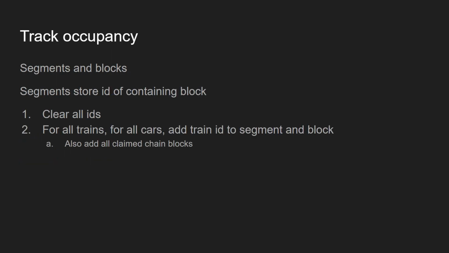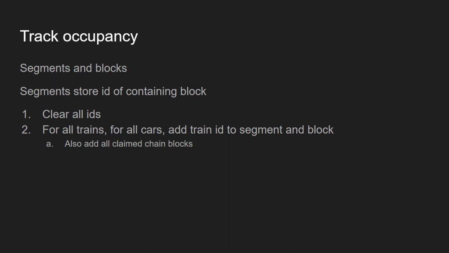The first step is to determine the track occupancy. Conceptually, the easiest way to think about this is that each segment and each block has a list of train IDs that are in that segment or block. You can then find the occupancy by first clearing all of those lists and then going over all trains, then all cars of those trains, and add the train ID to the segment and block. You also will need to add any of the chained claimed blocks that the train has.